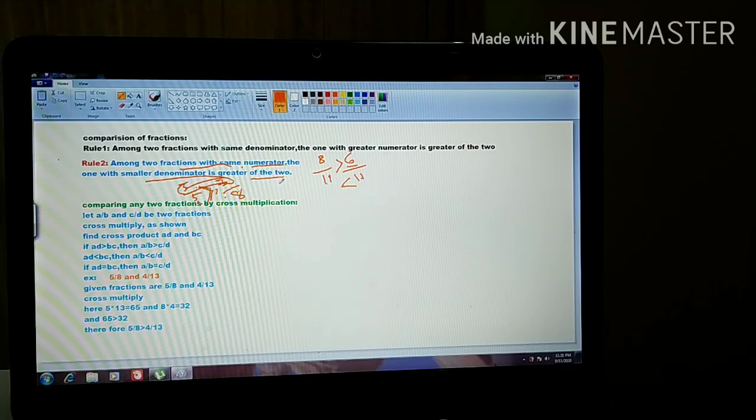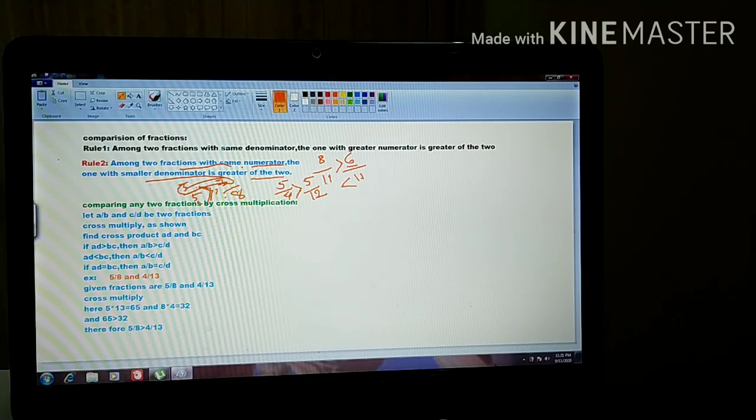Now see another example. I am taking 5 by 9 and 5 by 12. Among these two fractions, the numerators are equal, so we have to look at the denominators. Whichever is smaller, that is the greater fraction. Like that you have to compare fractions.